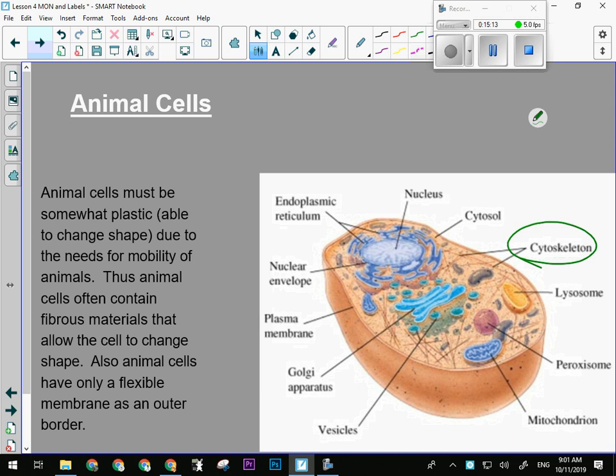Now, are there some cells in your body that do rupture? Yeah, your muscle cells. That's actually how you build muscle. When you work out, you rupture, you break muscle cells, okay?